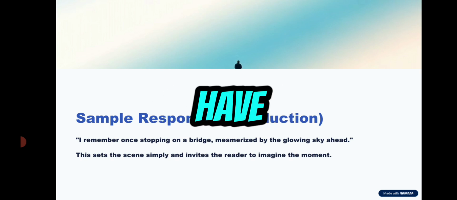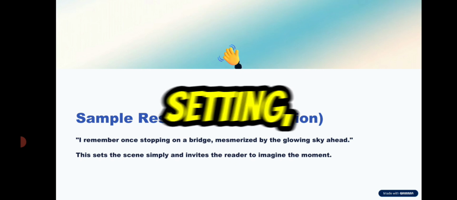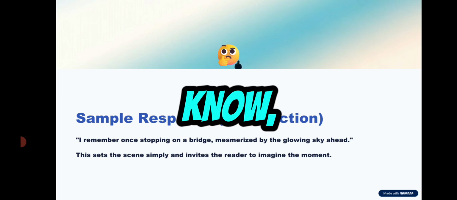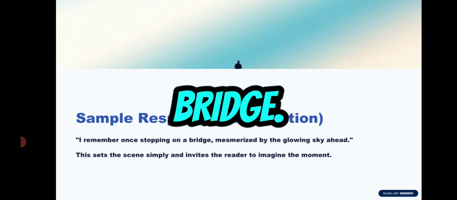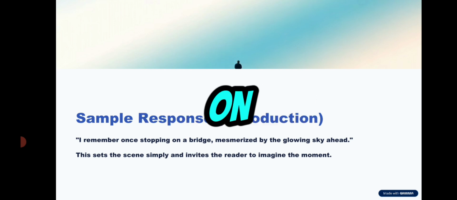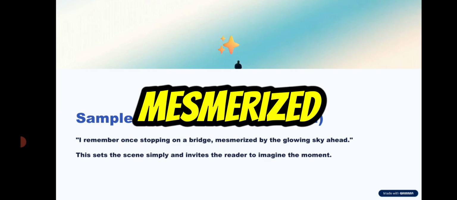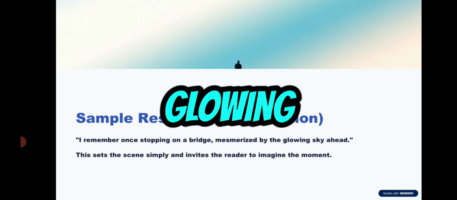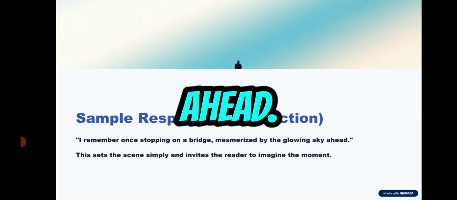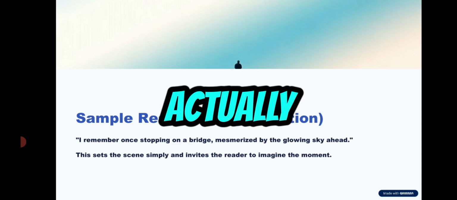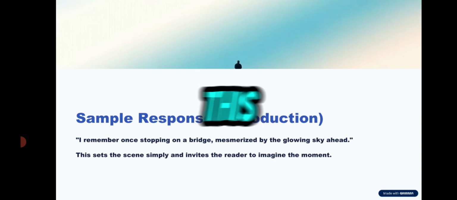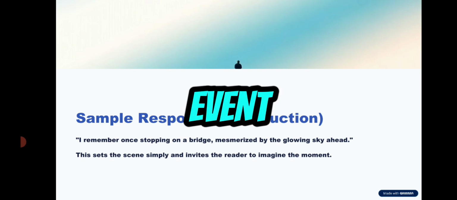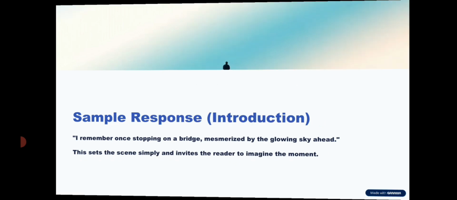Because you have given the reader the setting, the setting of this piece of writing is on a bridge. "I remember once stopping on a bridge, mesmerized by the glowing sky ahead." That actually gives a setting for this event that is being described.